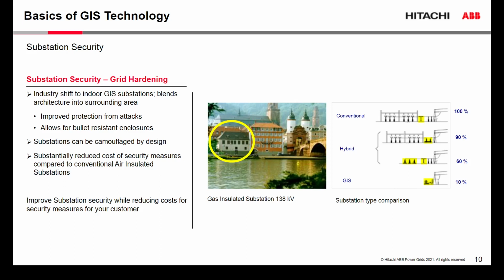The big advantage is also to reduce the cost for security measures compared to air-insulated substations. With a smaller substation footprint, you run less fence, you run less grounding grid, you have to install fewer cameras, you have to install fewer protective measures around the substation, which reduces the cost of the overall substation project.